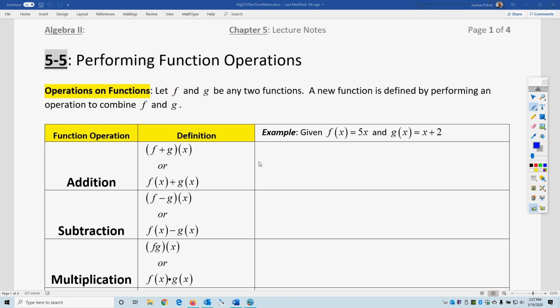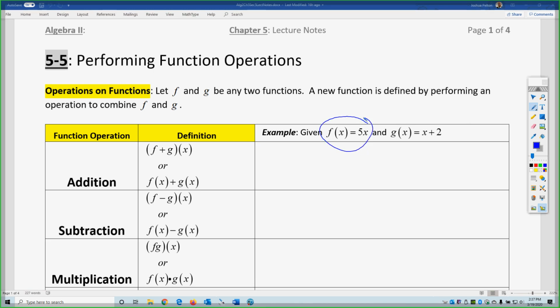Professor Pelton. This is Chapter 5, Section 5, performing function operations. So we'll be going through add, subtract, multiply, divide, and composition operations of two functions. We'll be using f and g for the generic names of the two functions. For these examples, we'll be using 5x for f of x and x plus 2 for g of x for the generic examples on this first page.